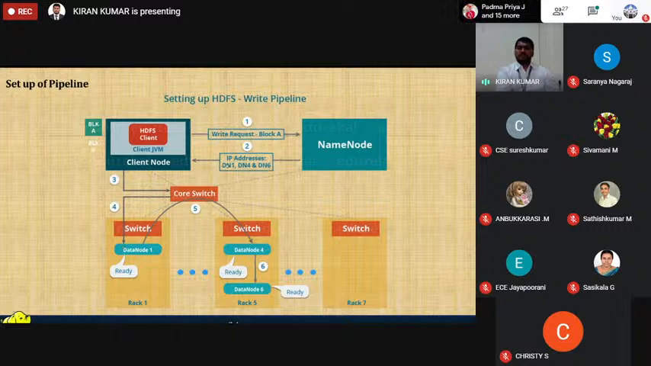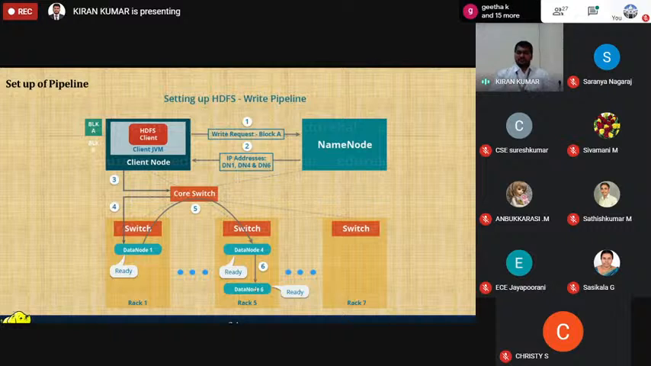Say after data node number 1, I should travel to data node number 4. Data node number 4 is in a different switch, so I need to go to the core switch, through the core switch to the rack switch, and then to data node number 4. Now the path is fixed. From 4, I will go to data node number 6. The path is fixed. Now all 3 nodes will acknowledge, giving the signal that they are ready to receive the data. This we call setting up the pipeline.